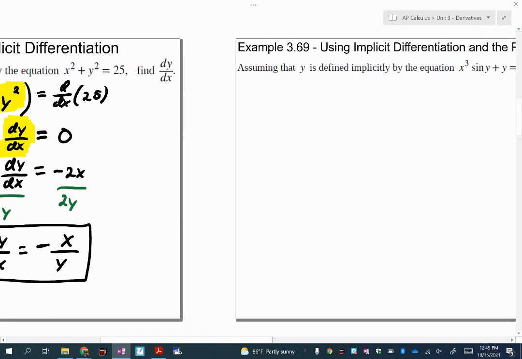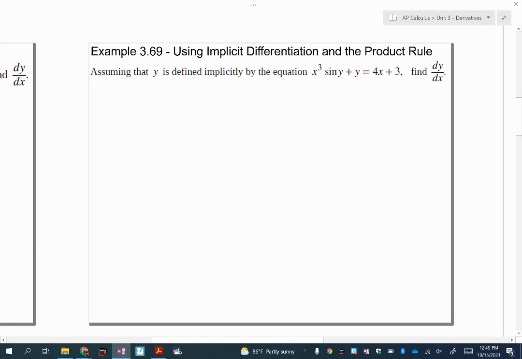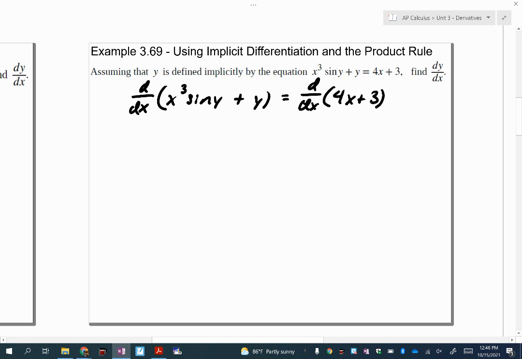The next problem. All right, the next problem says, assuming that y is defined implicitly by this equation, let's find dy dx. So again, we're going to find the derivative of x cubed sine y, my bad, plus y equals the derivative of 4x plus 3. Okay, now here we have the product rule.